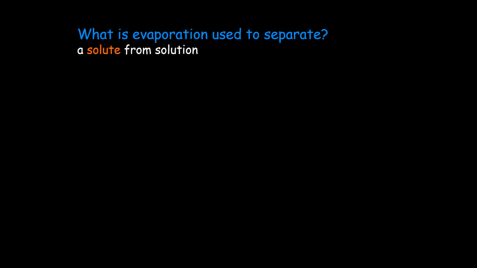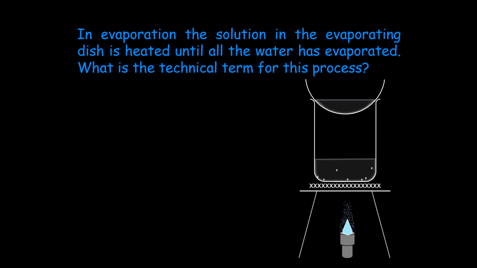Evaporation is used to separate a solute from solution by boiling with a Bunsen burner. Evaporation to dryness, or heated to dryness.